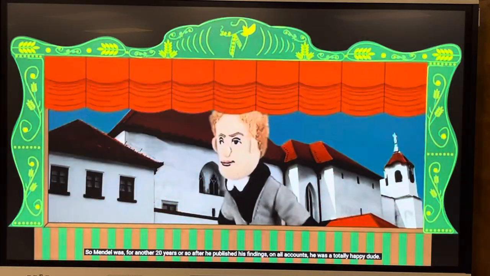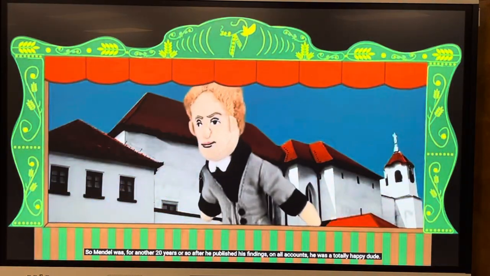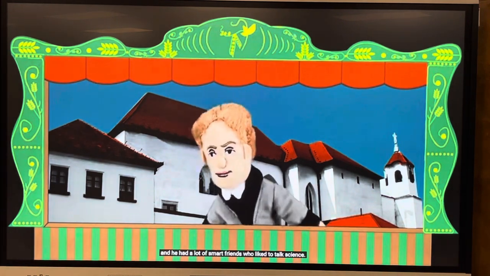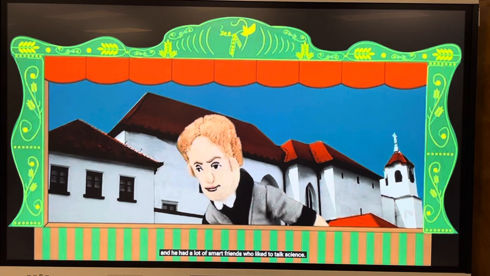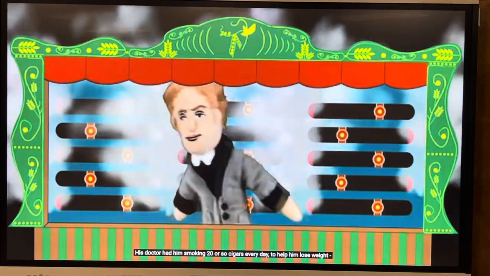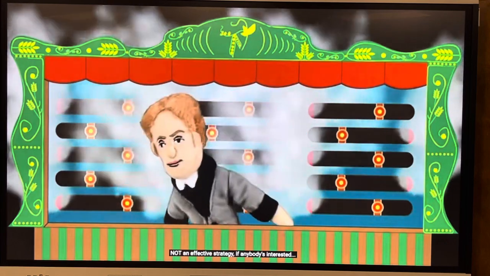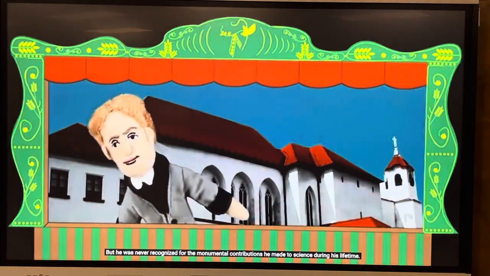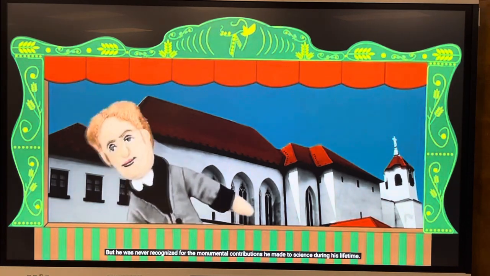So Mendel lived for another 20 years or so after he published his findings. By all accounts, he was a totally happy dude. He became the abbot of the monastery, and he had a lot of smart friends who liked to talk science. His doctor had him smoking 20 or so cigars every day to help him lose weight. Not an effective strategy, if anybody's interested. But he was never recognized for the monolithic contributions he made to science during his lifetime.